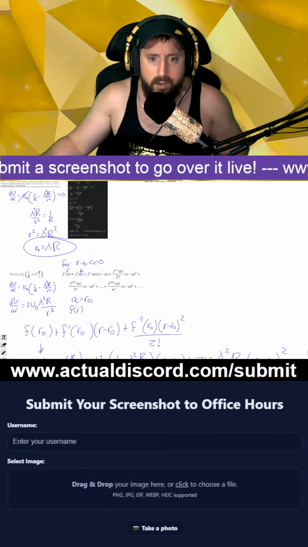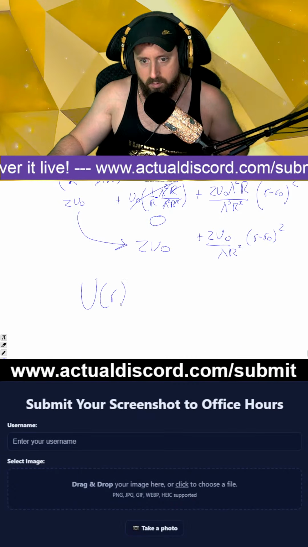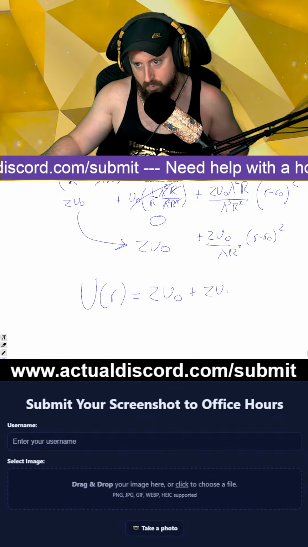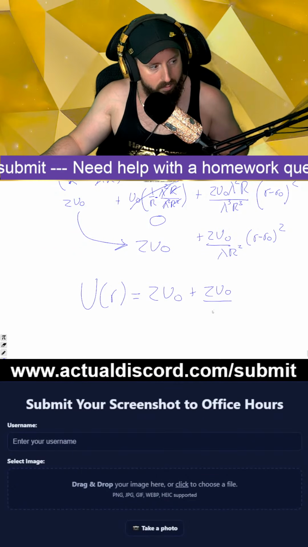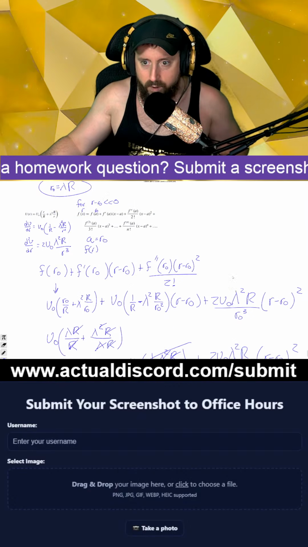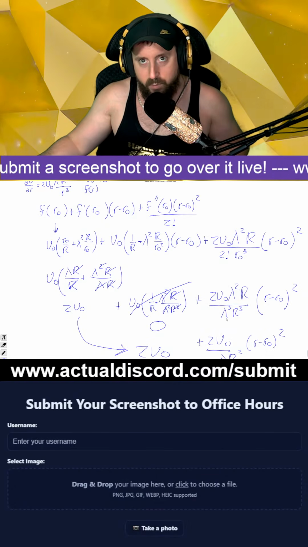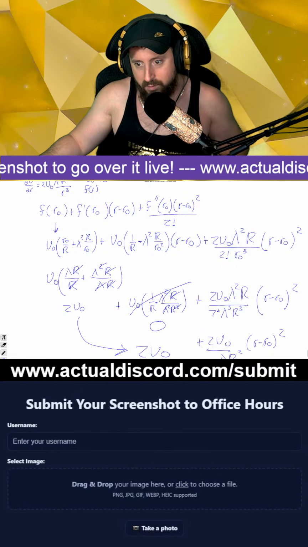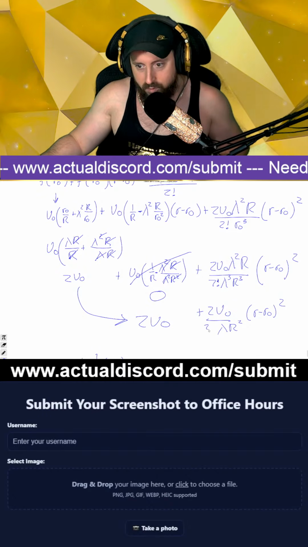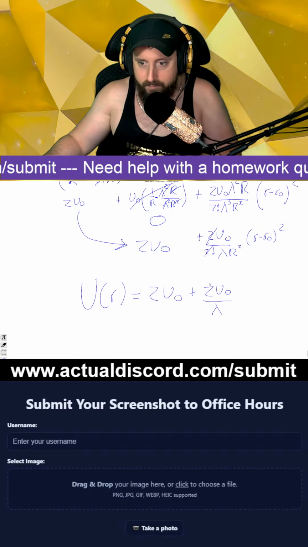So now energy as a function of R is equal to 2u0 plus 2u0 over lambda. Oh, and I forgot, there's also a 2 factorial here, sorry. Dude, so many terms you got to keep up with on this one. So this is 2 factorial, right? So this goes away.